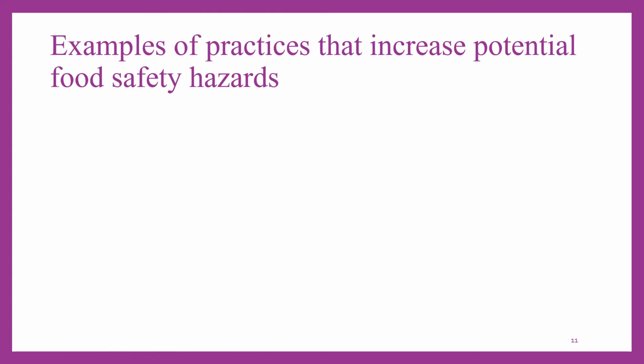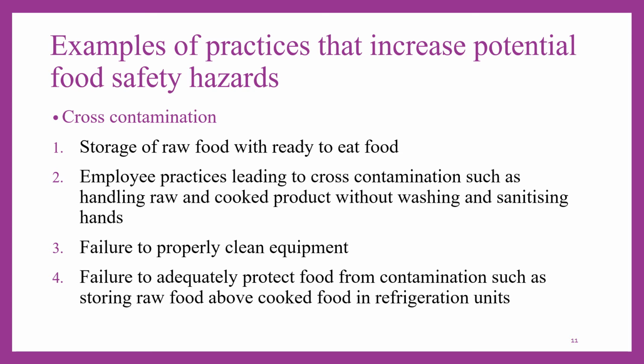Now let me discuss some examples of practices that increase potential food safety hazards. Cross-contamination, storage of raw food with ready-to-eat food. Employ practices leading to cross-contamination, such as handling raw and cooked product without washing and sanitizing hands, failure to properly clean equipment, failure to adequately protect food from contamination, such as storing raw food above cooked food in refrigeration units.